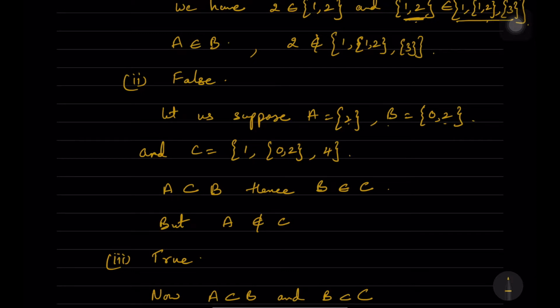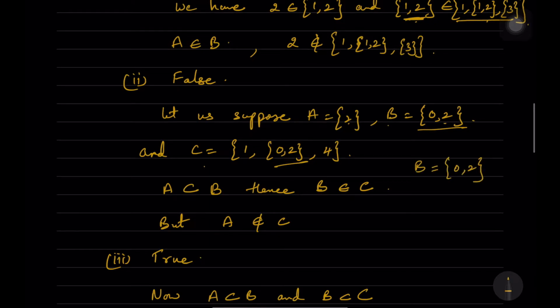What does this B belongs to C mean here? You can see that {0, 2} is an element of C. So therefore that's why we say the element belongs to C. That means {0, 2} belongs to C. B here is nothing but it is equal to {0, 2}. So therefore here B belongs to C, but A does not belong to C. This 2 is not an element of C. It is not written separately in these braces over here. So therefore A does not belong to C.